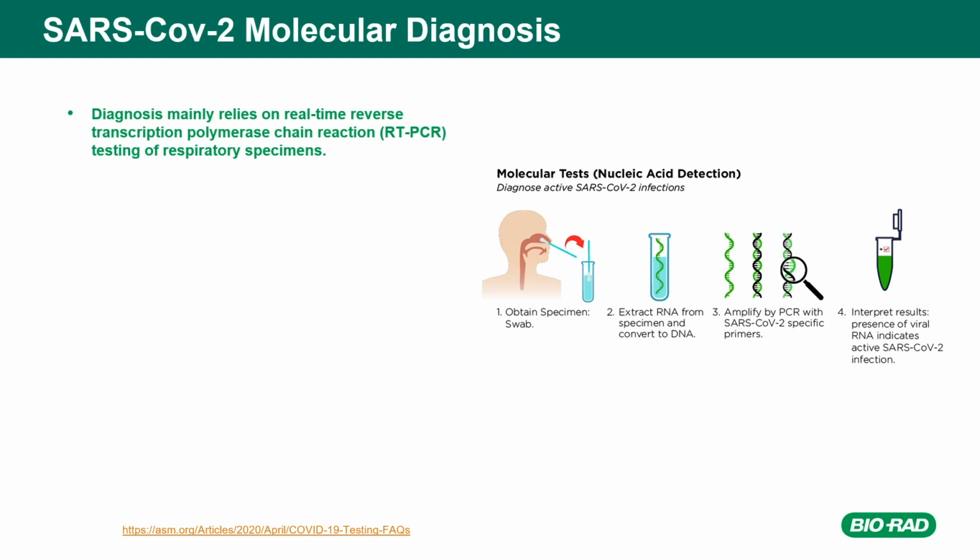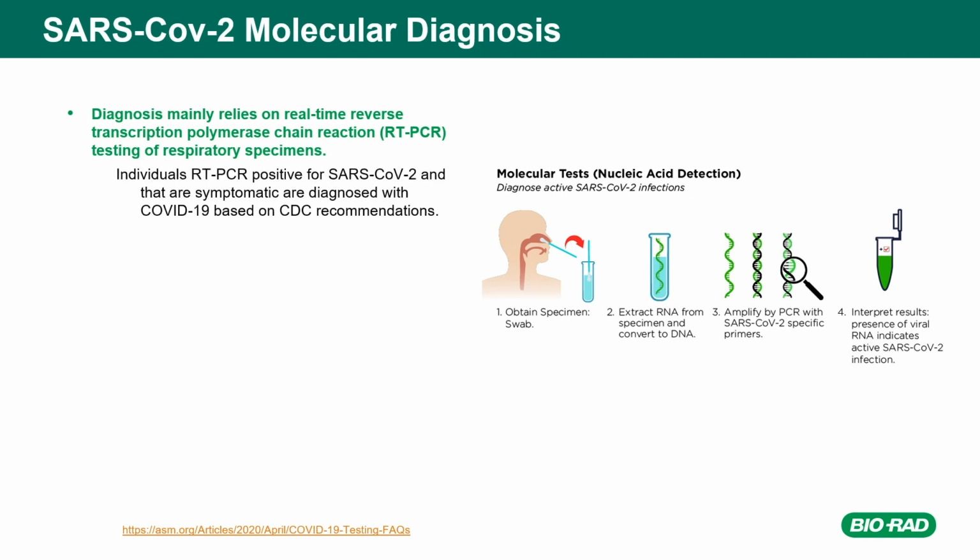Diagnosis mainly relies on RT-PCR testing of respiratory specimens. This involves obtaining a swab, typically nasal, RNA extraction and conversion to DNA, amplification by PCR, and then result interpretation.